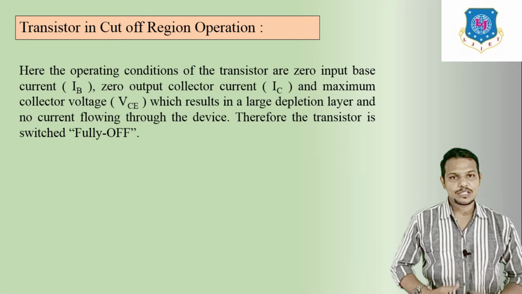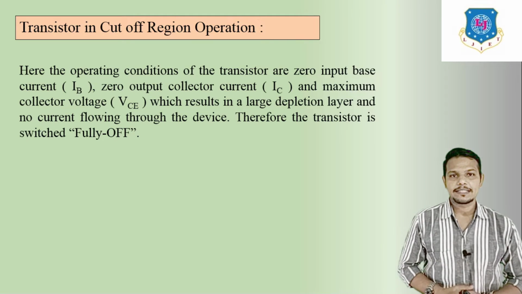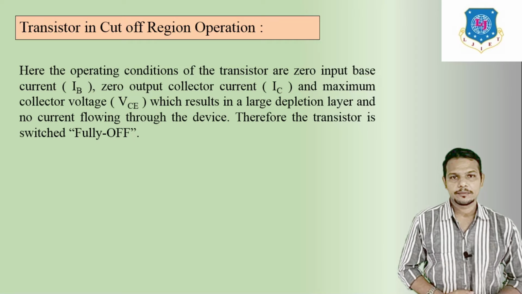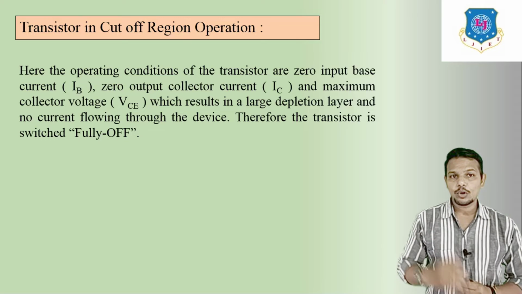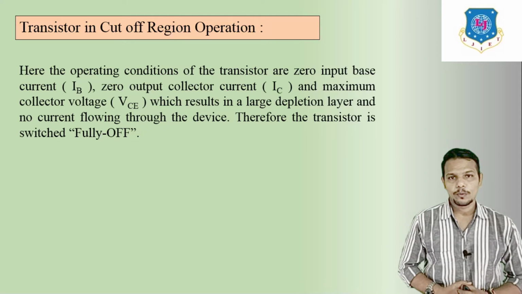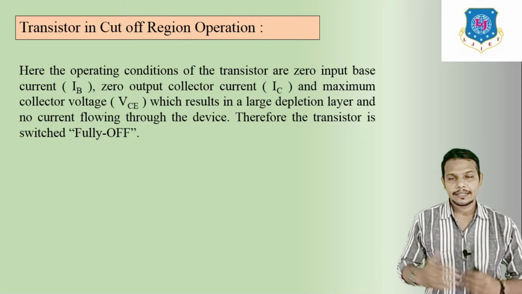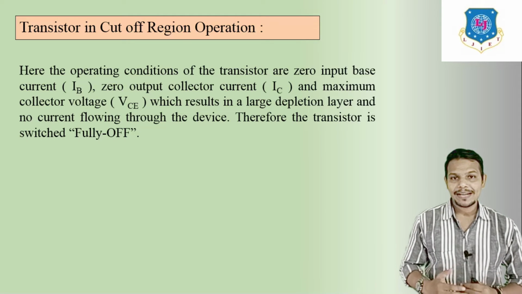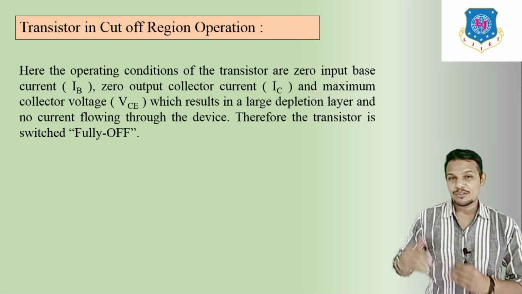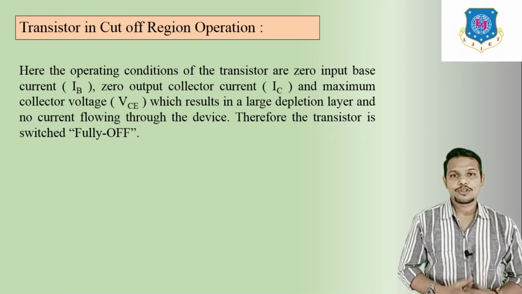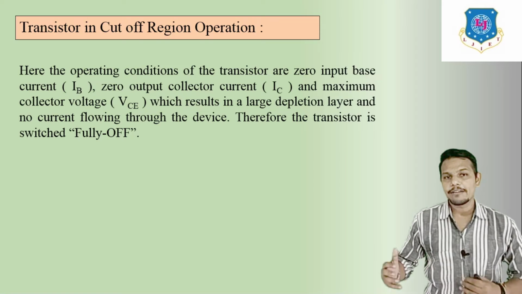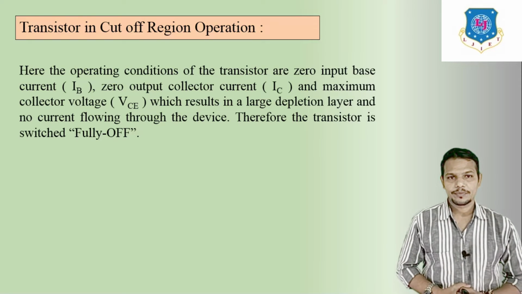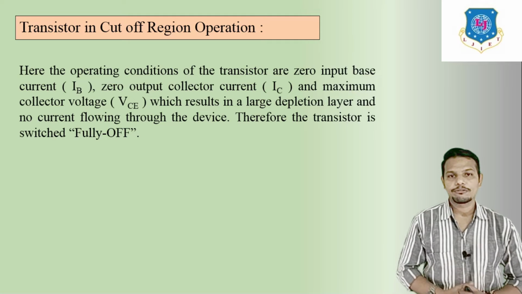Let us discuss the first case, which is known as the cutoff region. Here we can see the transistor in cutoff region operation. The operating conditions of the transistor are zero input base current, that means IB is zero, zero output collector current, that means IC is equal to zero, and maximum voltage VCE across the transistor, which results in a large depletion region and the current flowing through the device is zero. Therefore, the transistor is fully off.